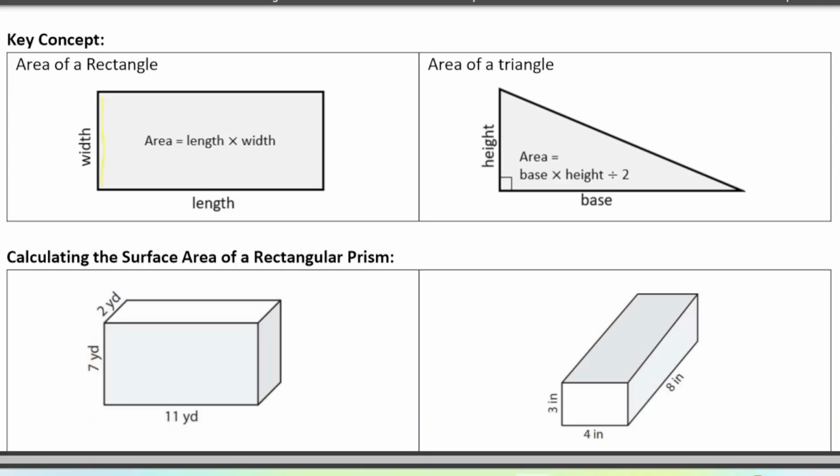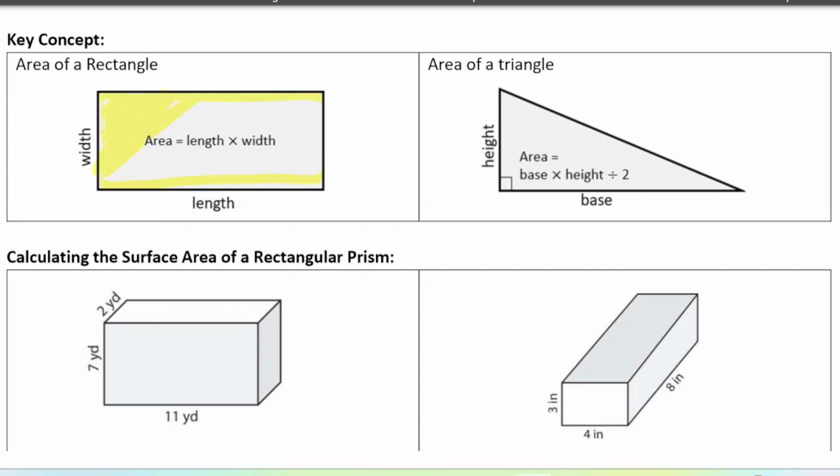A rectangle, when I want to find the area, I'm finding the amount of space that this rectangle takes up, what I'm coloring in yellow here. And there's a formula we use for that. It's length times width. And a triangle is essentially half the size of a rectangle. So for a triangle, we typically use different words to describe the length and the width. We use base and height, but it's the same idea, length times width. So it's base times height, but divided by 2, because triangles are half the size of rectangles.